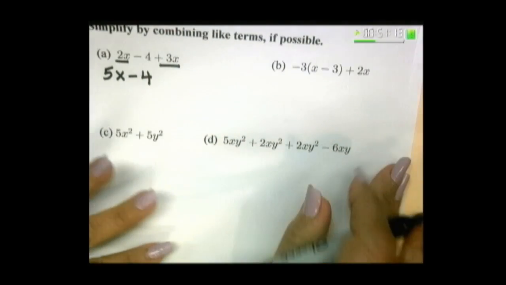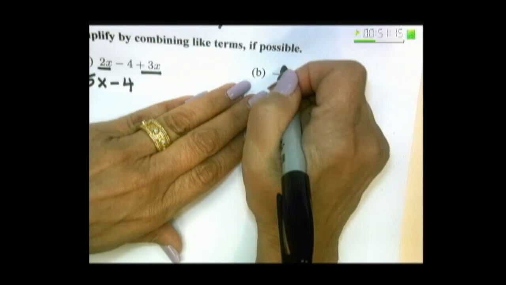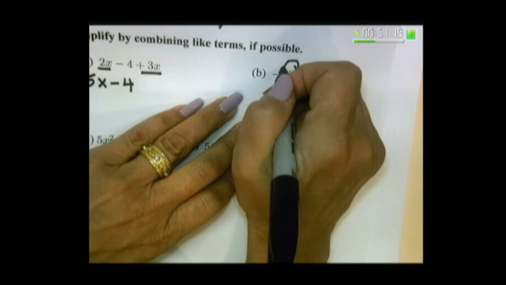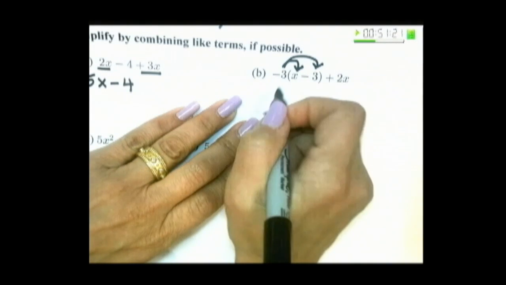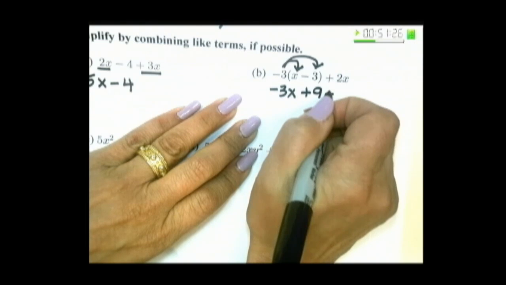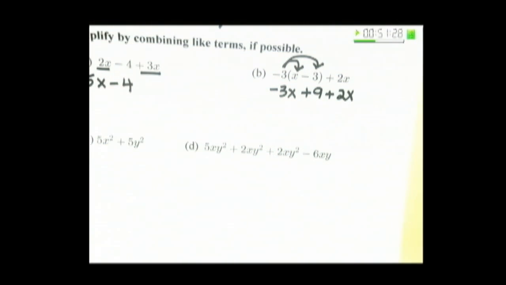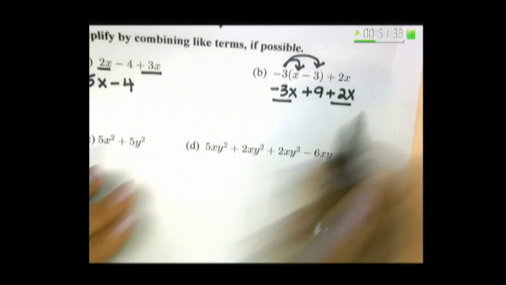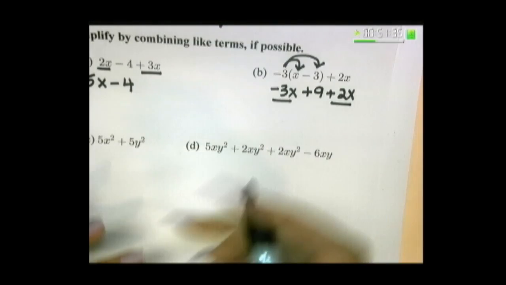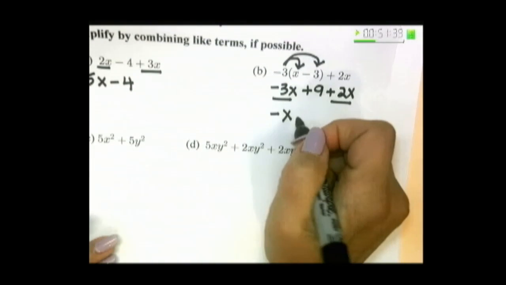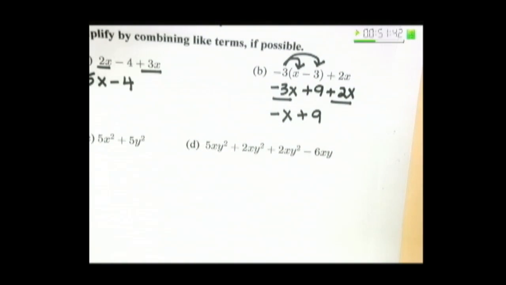In B, I have to distribute. So I have negative 3 times x is negative 3x, and I have negative 3 times negative 3, which is positive 9. So I have negative 3x plus 9 plus 2x. Again, I can combine x's with x's. So I have negative 3x plus 2x is negative x. And there's nothing to combine the plus 9 with. So I have plus 9.